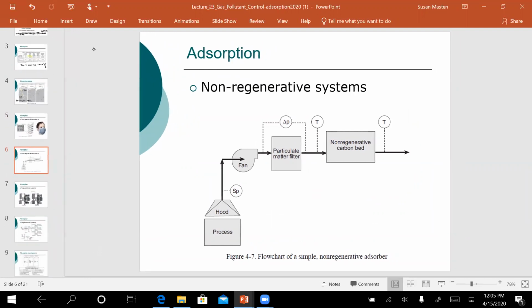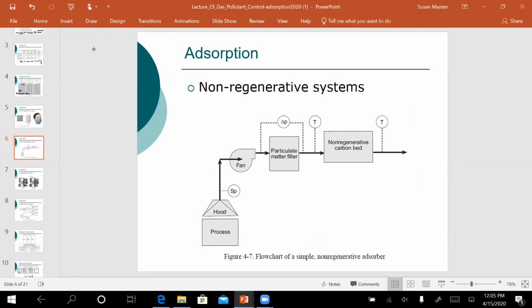We can also have non-regenerative systems that are installed in industrial settings. So in this case, we have some sort of a process. We may have a fume hood. We have a fan that's drawing air from that fume hood. We may have particulate removal. And then following that, we've got some sort of a non-regenerative carbon bed. So we have an activated carbon system here.